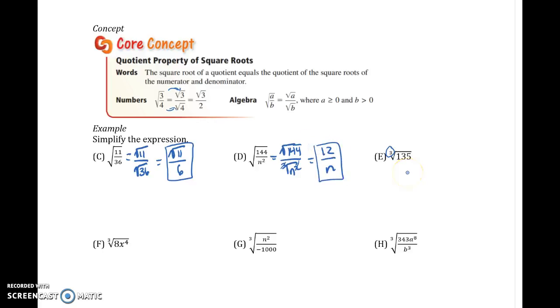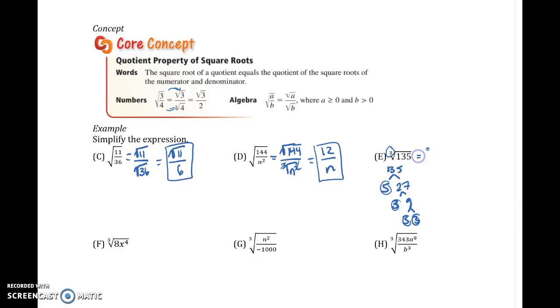How do we deal with the cubic root? Well, remember how with the 2 we're looking for 2 of a kind? With 3, we're looking for 3 of a kind. So I don't really know the factors of 135, so I'm going to do my factor tree. I know it ends in a 5, so I can take out a 5, so this will be 5 and 27. 27 I know is 3 and 9, and 9 is 3 and 3.